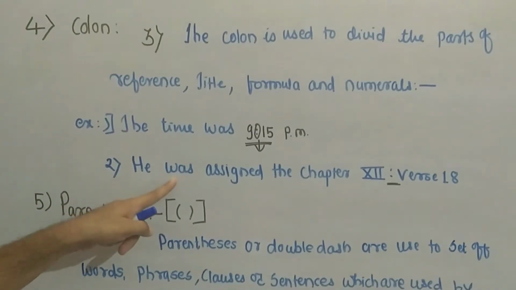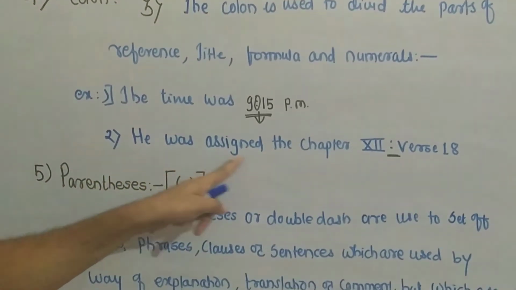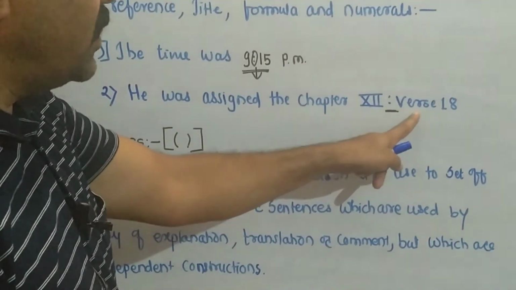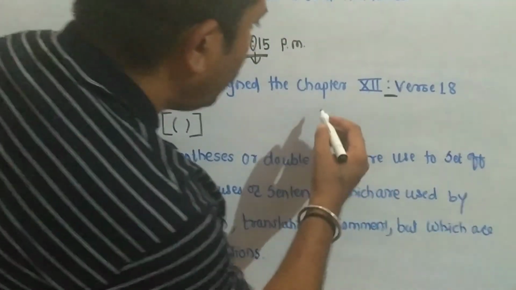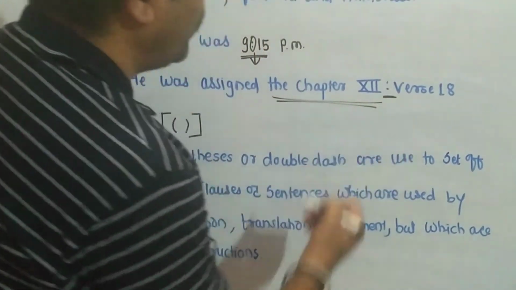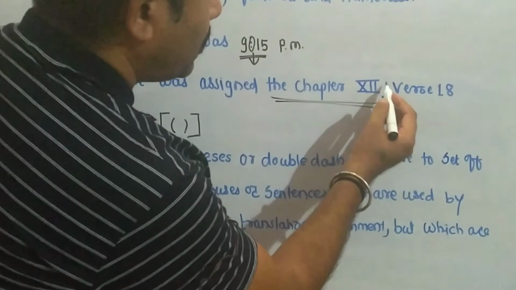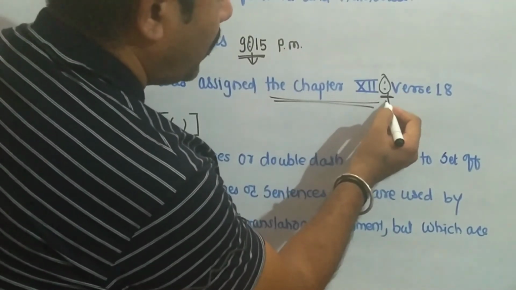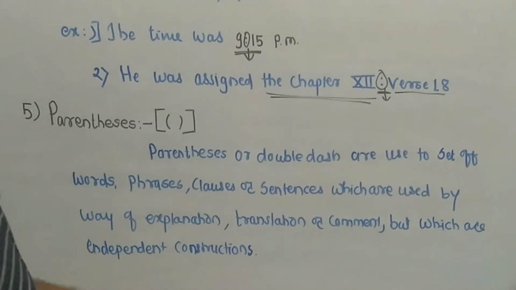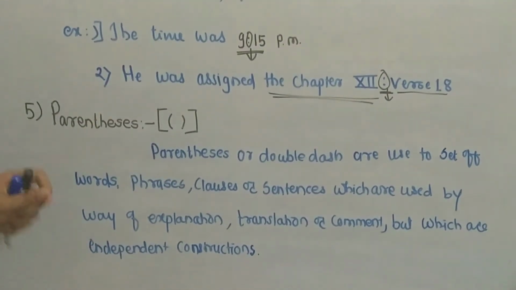Then, he was assigned chapter 12 verse 18. So here it is the reference, about the chapter 12, we put a colon here and then verse 18. So these are the uses of the colon.